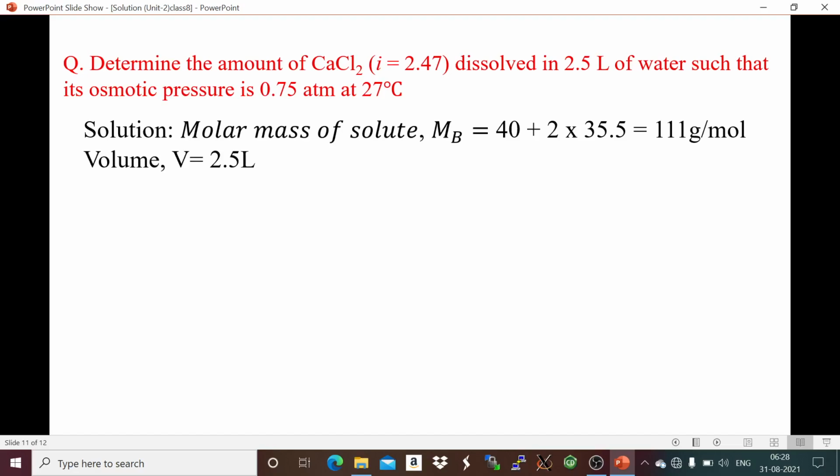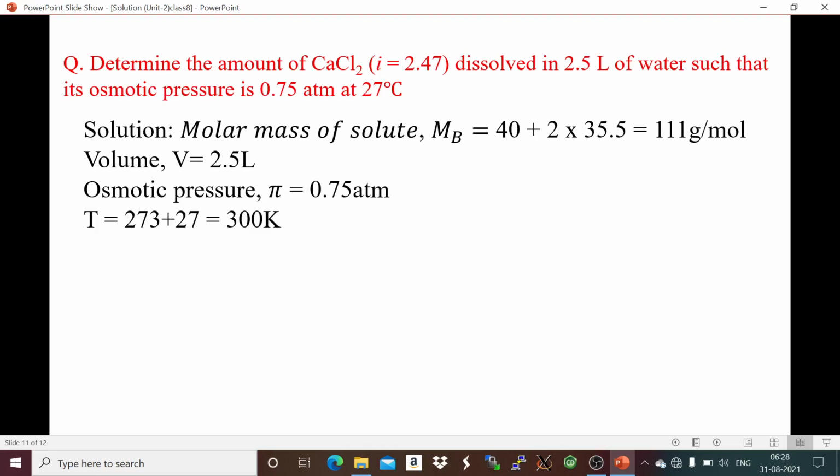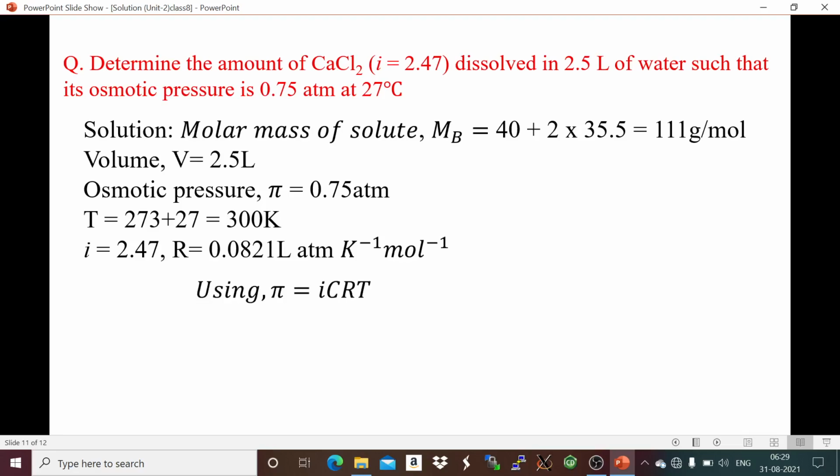Volume of the solution is 2.5 liter. Osmotic pressure pi is given as 0.75 atmosphere. Temperature is 27 degrees centigrade, so it is 300 Kelvin. The i value is also given, 2.47. Again we know the value of R, the gas constant, 0.0821 liter atmosphere per Kelvin per mole. Now using pi is equal to iCRT. As dissociation takes place, abnormality is there.